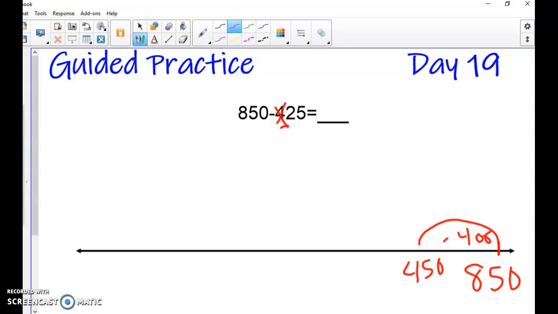450, because I only took away hundreds. So my tens place didn't change and my hundreds place didn't change. Now I need to take away 2 tens. So my tens place is going to change now. My hundreds place is going to stay the same and my ones place is going to stay the same. So 5 minus 2. I know that 5 minus 2 is 3. Then 450 minus 20 is 430, because 50 minus 20 is 30.